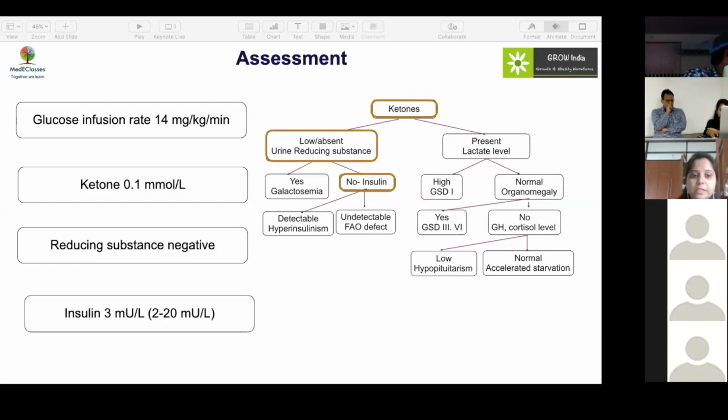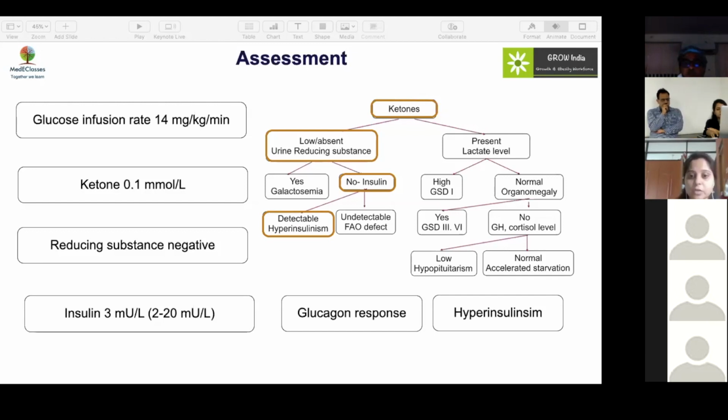So when we did insulin levels in this child, it came about 3. That confirms the diagnosis of hyperinsulinism in this child, and that can be further confirmed by a glucagon response, where if the rise is more than 30 after giving a glucagon injection, it confirms that it is hyperinsulinism.